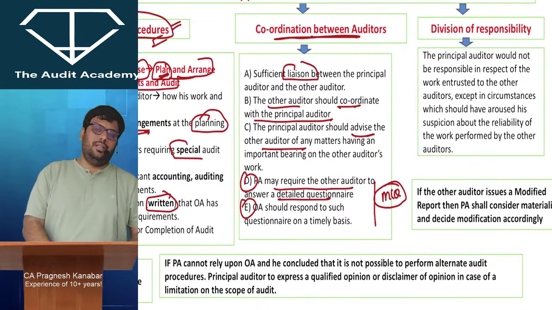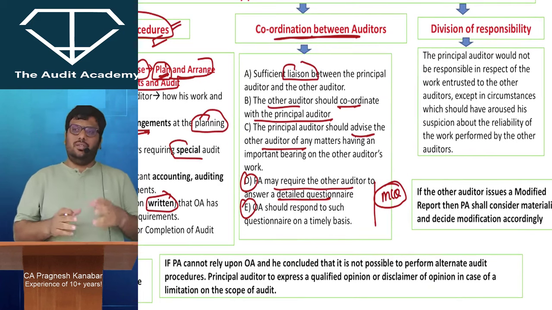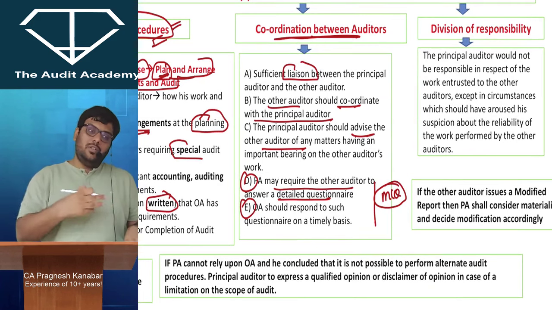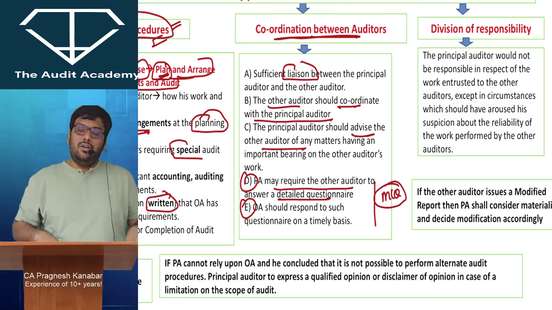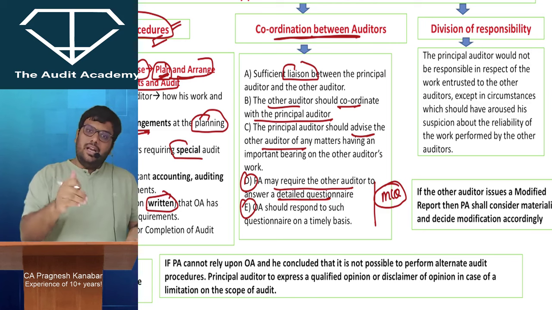Division of responsibility. Boss, you are the auditor of the branches, the subsidiaries, the joint venture associates, basically the components. I am the auditor of the parent entity. I am responsible for the parent entity's audit. You are responsible for those components' audit. You are not some child that I have adopted.